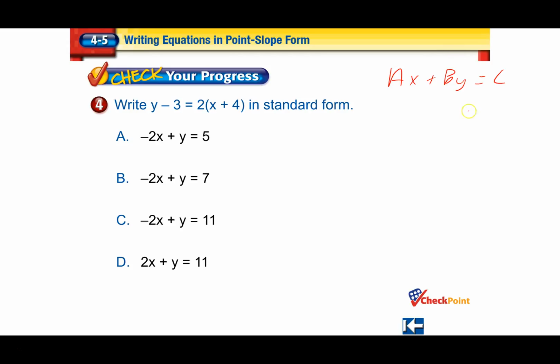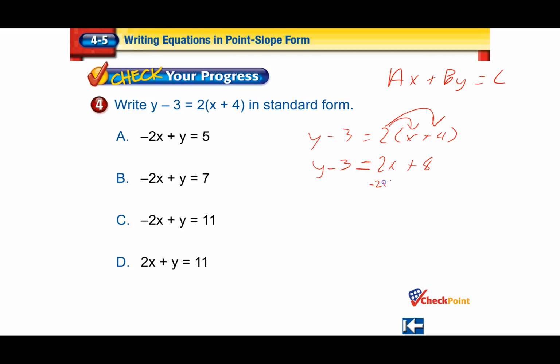All right, so we're trying to get it into this form. Y minus 3 equals 2x plus 4. We distribute first. 2x plus 8 equals y minus 3. I'm going to subtract or add 2 to both. Or sorry, is that a plus? Yep. So that's an equal.